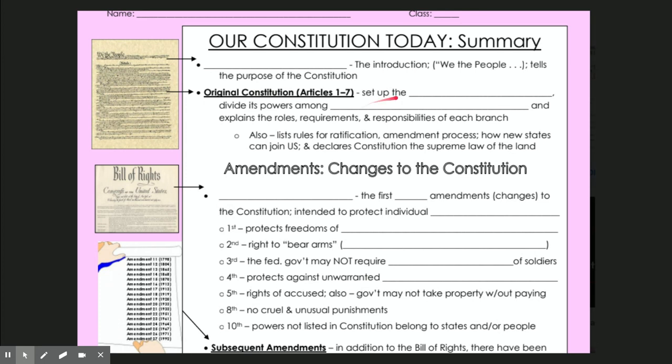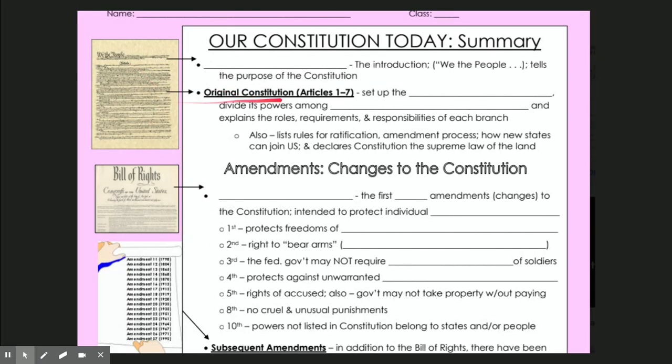So first of all, you're going to fill in this sheet as we go along here. The introduction to the Constitution: we the people, in order to form a more perfect union, establish justice, ensure domestic tranquility, provide for the common defense, promote the general welfare, and secure the blessings of liberty to ourselves and our posterity, to ordain and establish the Constitution of the United States of America. That is called the preamble. So you're going to write preamble there. Okay, then the original Constitution was Articles 1 through 7.